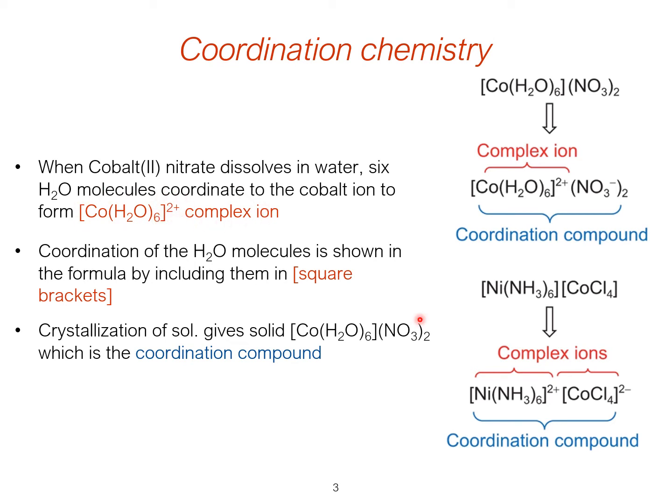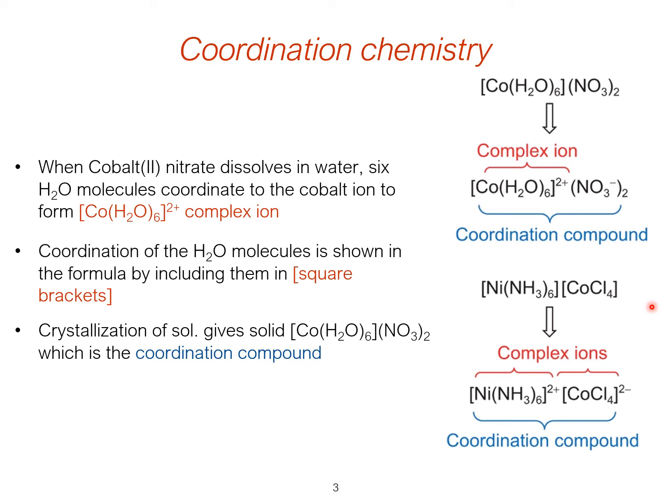Now if you were to crystallize this solution, you'd get a solid compound which is neutral, and it's much bigger. It's got the complex ion, so in the square brackets, then it's also got 2 nitrate groups outside of it, and this is why it's neutral, because these nitrates each have a minus charge, and they balance the 2+ cation of the complex ion. So it's nicely shown here. The whole thing is the coordination compound. So the cobalt with 6 waters and 2 nitrates is the coordination compound. And the bit in the square brackets with the charge is the complex ion.